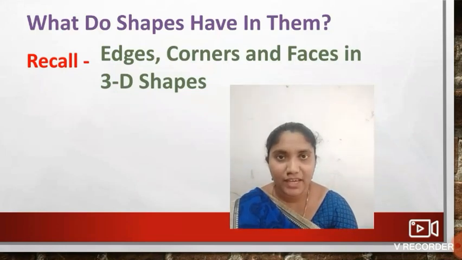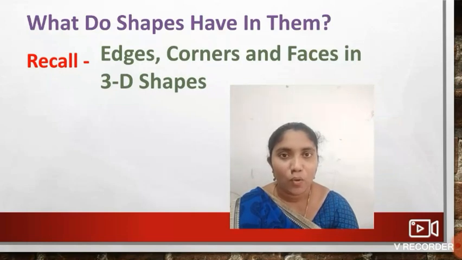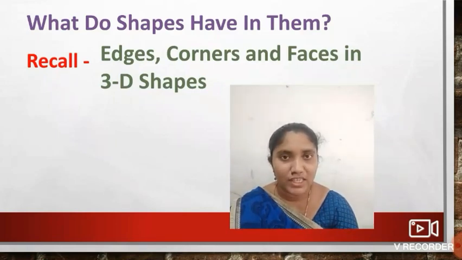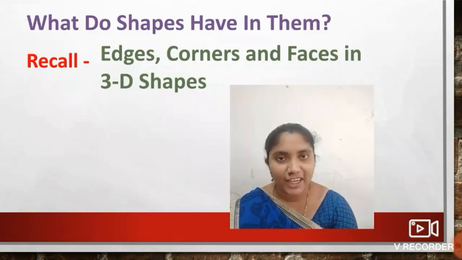The 3D shapes are cube, cuboid, cylinder, cone and sphere. A cube has 6 faces. All the faces in a cube are equal squares. It has 12 edges and 8 corners. The next shape is cuboid. A cuboid has 6 faces. All the faces in a cuboid are rectangle. In a cuboid, the opposite faces are equal. It has 12 edges and 8 corners.